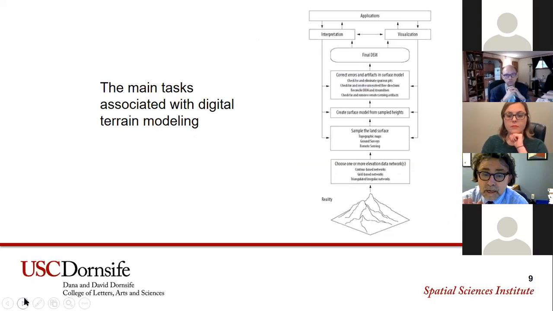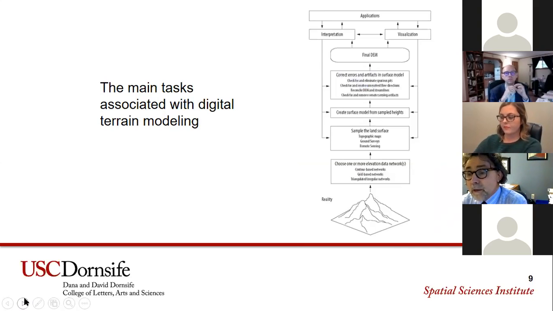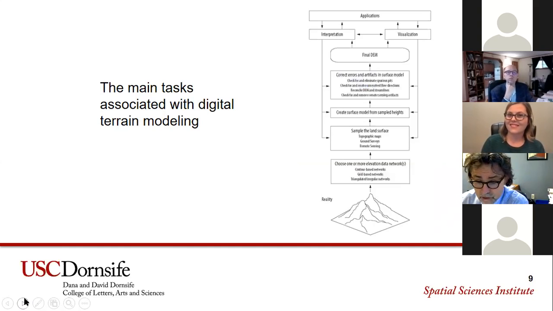So geomorphometry is the science of quantitative land surface analysis, and typically there's a scientific workflow. One would choose a way to represent reality, then one would sample the land surface. One would then create some kind of surface model from that sample. Then you might check for, and if you find them, as you inevitably do, you would try to correct errors and artifacts in that surface model. At that point, you have a final digital elevation model, and then you could use it for interpretation or visualization. Or more likely, you'll use it for a series of applications, and these applications may have many steps.